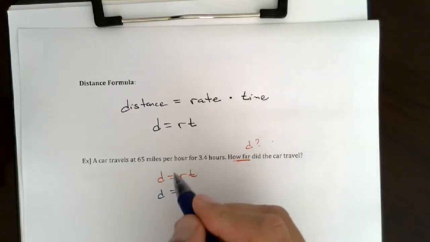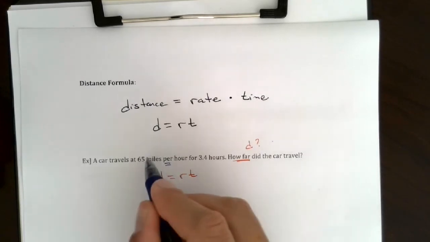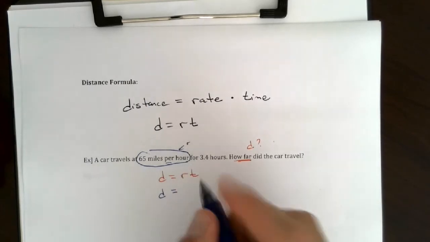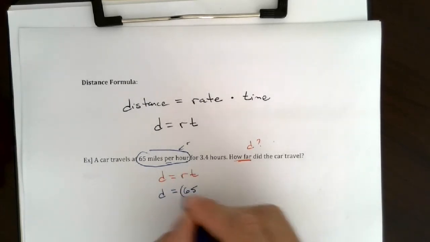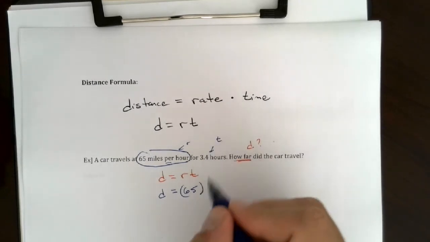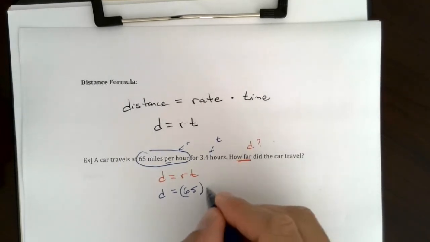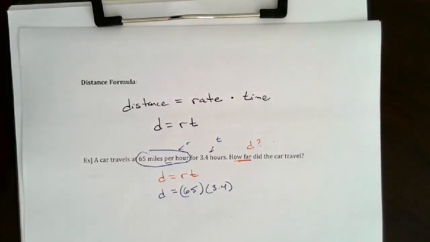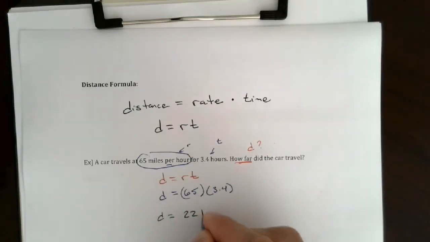Well, what's the rate? The rate is 65 miles per hour. That word per in there is indicating that that's the R. So that's 65 times the time. How long? 3.4 hours, so that's your T. So D equals 65 times 3.4, and I'll do that on the calculator. 65 times 3.4 comes out to 221. What are the units?